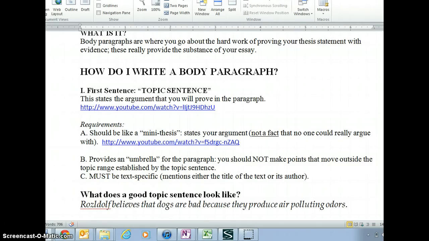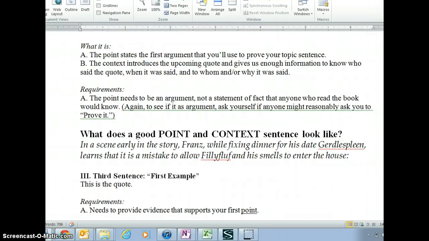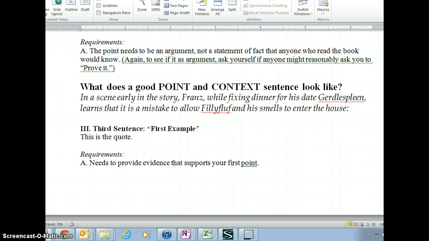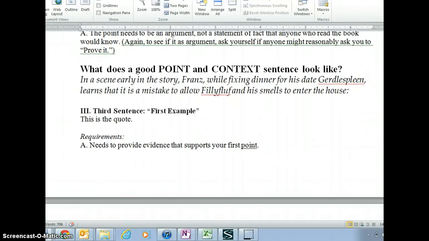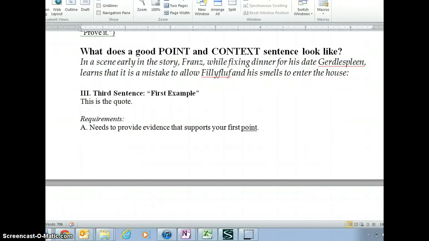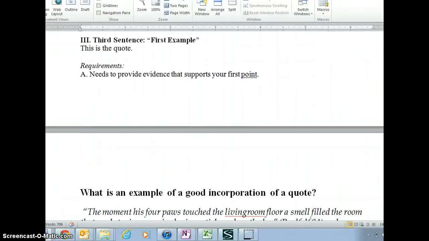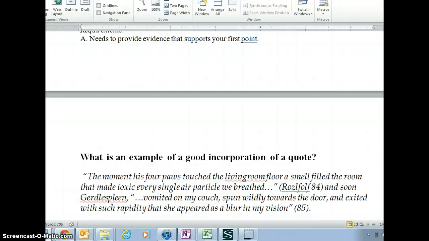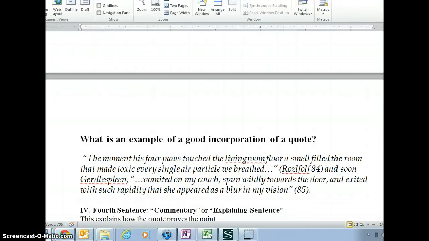So after your first sentence and with your context, you then give your first quote or example. And the quote has to prove the point you just made. And here's an example of what a fitting quote might be. Quote: "The moment his four paws touched the living room floor, a smell filled the room that made toxic every single air particle we breathed. And soon Gilderschwien vomited on my couch, spun wildly toward the door, and exited with such rapidity that she appeared as a blur in my vision."